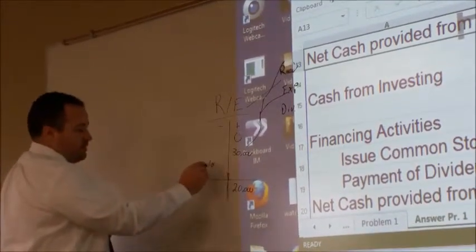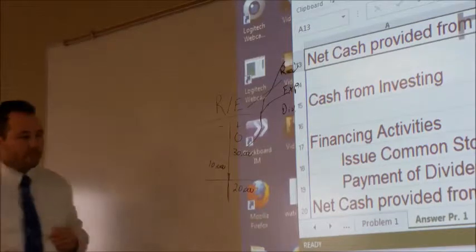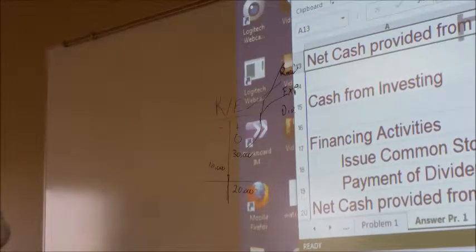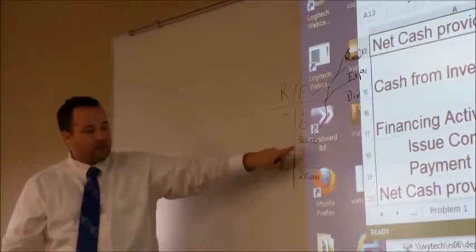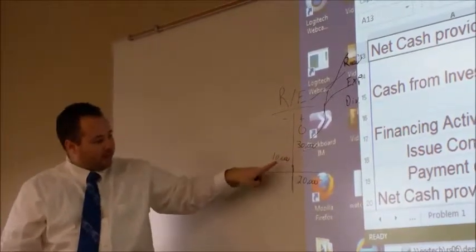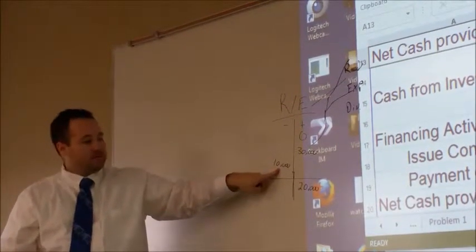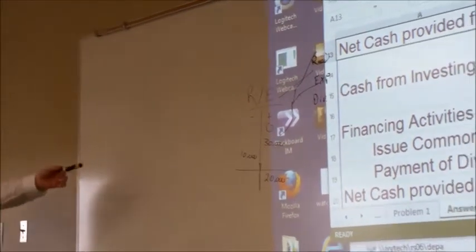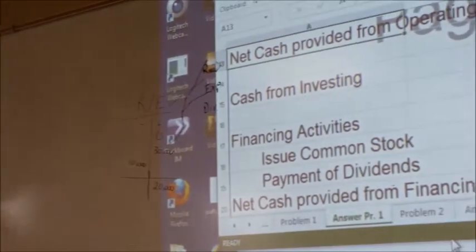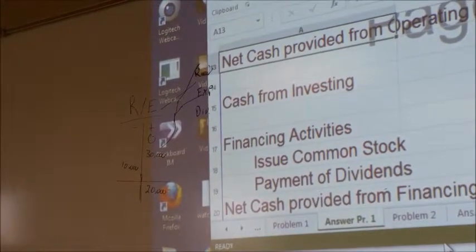Dividends, they take away from my business. The 20,000 was already accounted for. I've already shown this on my statement. So if I would show the 20,000 again, that would be duplicating, doing it twice, and I don't want to do that.